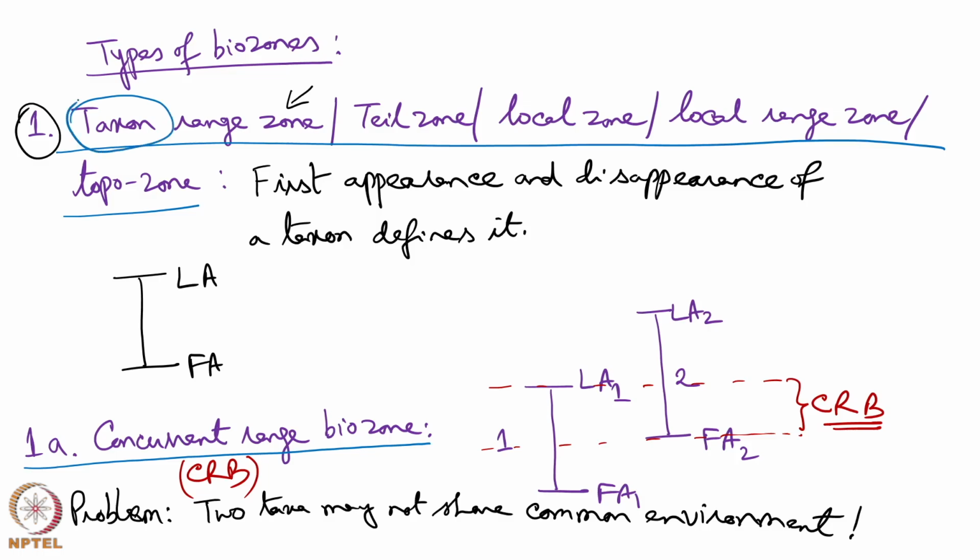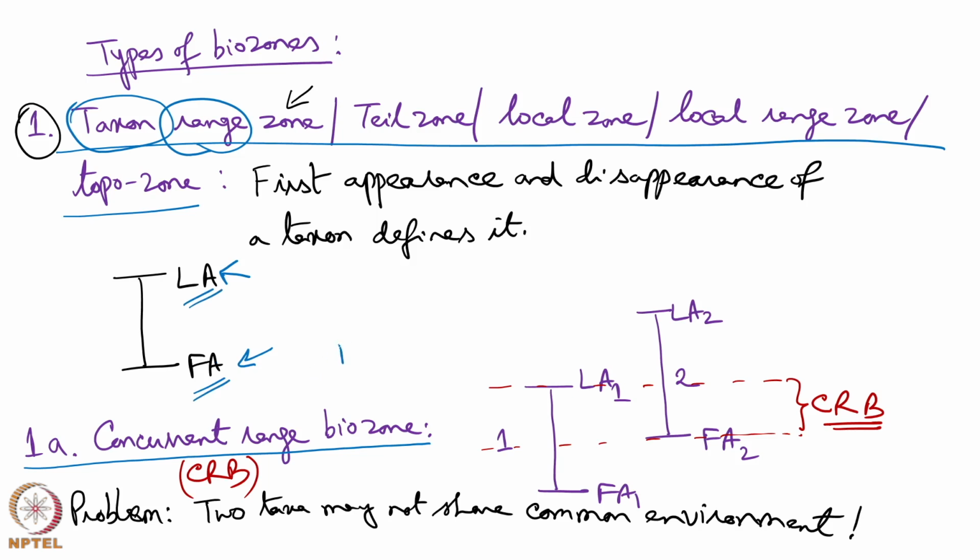So, it indicates that we will use a taxon for its definition. Taxon is singular, so it means that we are going to use a single organism. Range zone, some range is being said. What is that range? It is the range between the first appearance FA and the last appearance in a succession. And note, I have used first appearance and last appearance.